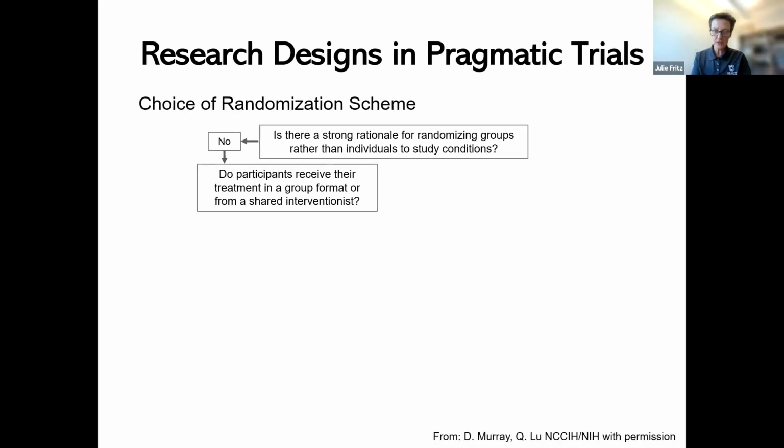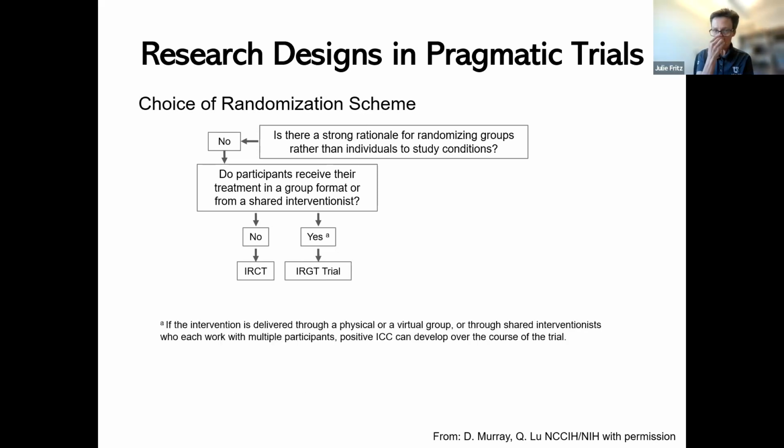So if we think about this in terms of how to design a pragmatic study, the first question to ask is, is there a strong rationale for not using individual randomization to individual treatments? And if the answer is there is no strong rationale for not doing that, then that's the best design. If patients are receiving treatment in a group or they share the same clinician, then it's probably necessary to do a group treatment because of that clustering.